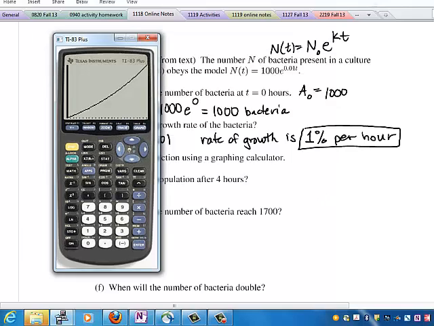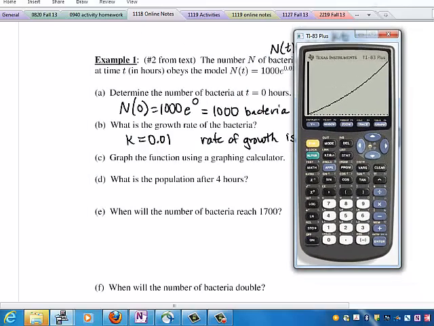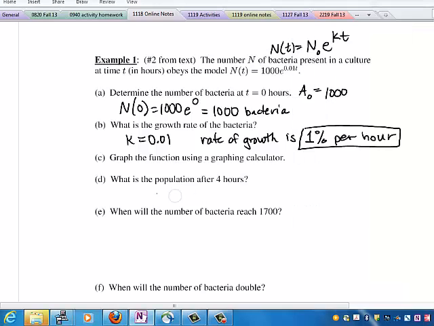If we want to know the population after 4 hours, we'd want to plug t in equaling 4. That's an input, so we can go to our second calculate menu, the value when x is 4, and we get 1040.8 roughly. So we would probably want to round down to 1040 because 0.8 doesn't make sense for part of a bacteria.